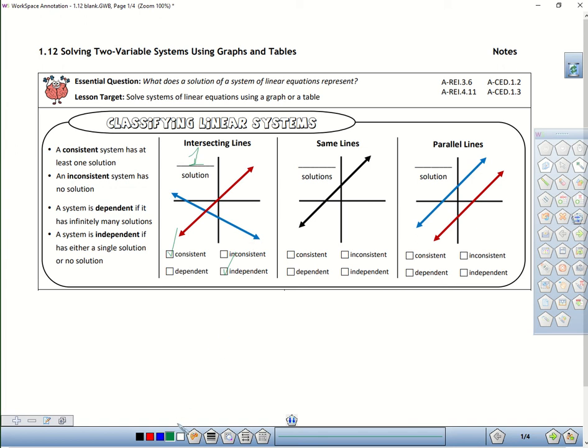So next we're going to talk about the case where lines overlap. They basically just overlap on each other. So overlapping lines have infinite solutions. And that's because they touch at every single point for eternity on both ends, negative and positive infinity. So this is considered consistent because it has at least one solution, considering it has infinite solutions. And this is considered dependent because it has infinitely many solutions.